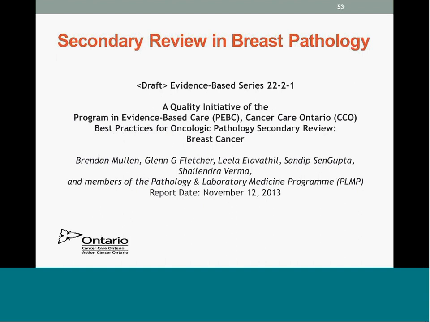I want to talk very briefly about secondary review in breast pathology. This is a very important initiative, not just for breast pathology, but for all areas. This particular slide shows the work that a group of Cancer Care Ontario did a couple of years back now, looking at, it was part of a series of oncologic reviews. It didn't get finalized, and it's still in draft stage because for various reasons the whole program was shelved.